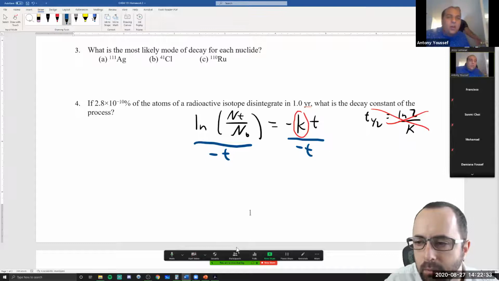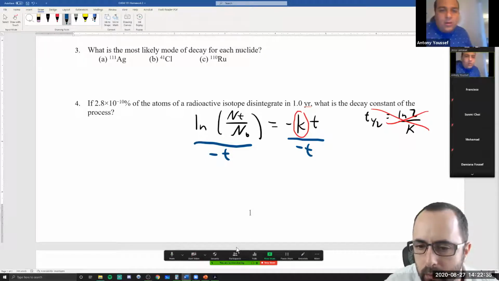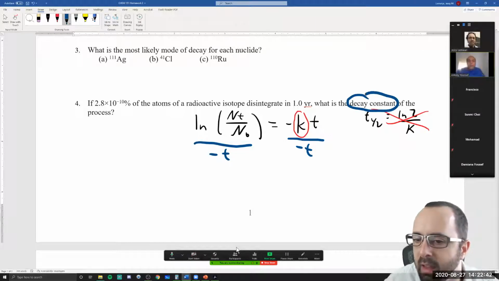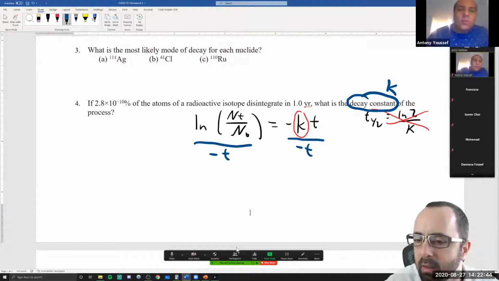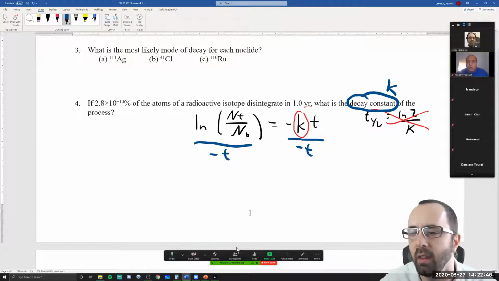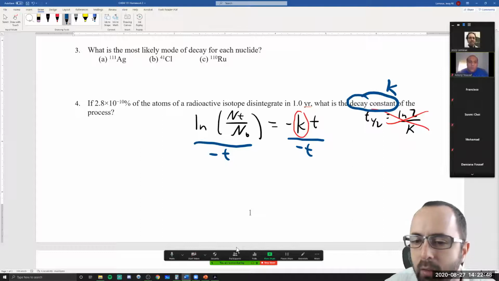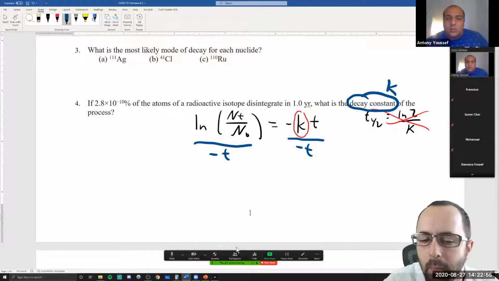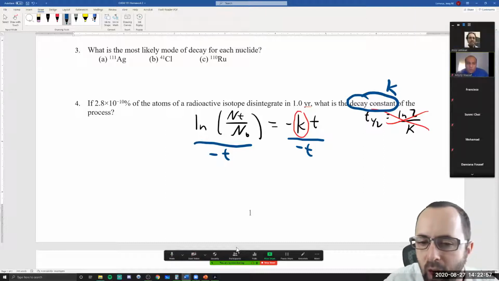I'm sorry, Professor. How did you know that we need to solve for K? Because I don't get the question. Oh, it's because you're asked what is the decay constant, and the decay constant is K. That's what K represents in this equation. So since you're asked what is the decay constant, you want to solve this for K. Anytime you're asked about how much time it takes for a radioactive process to happen, this is the equation that you're going to use.